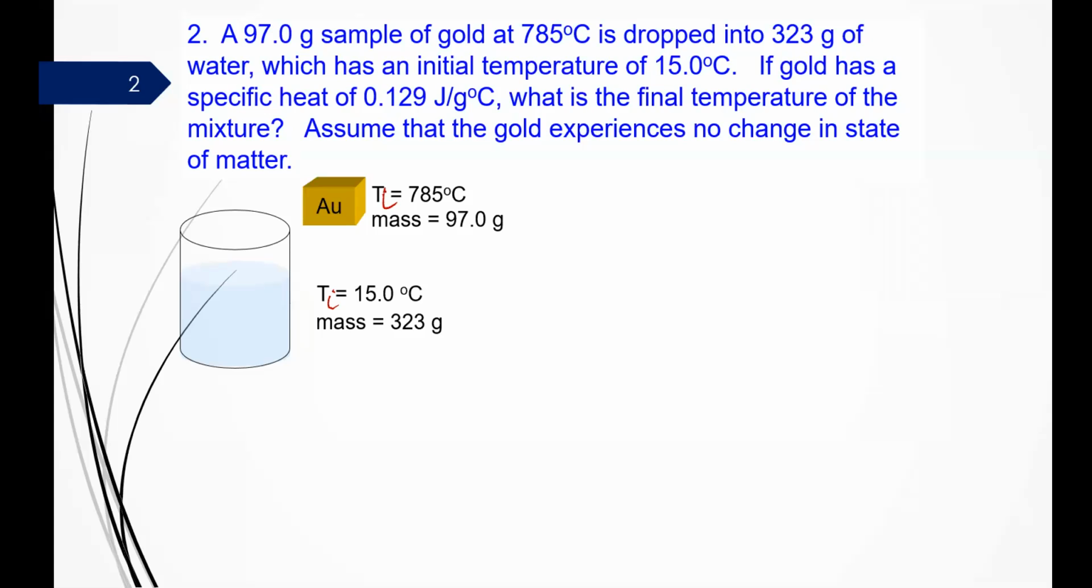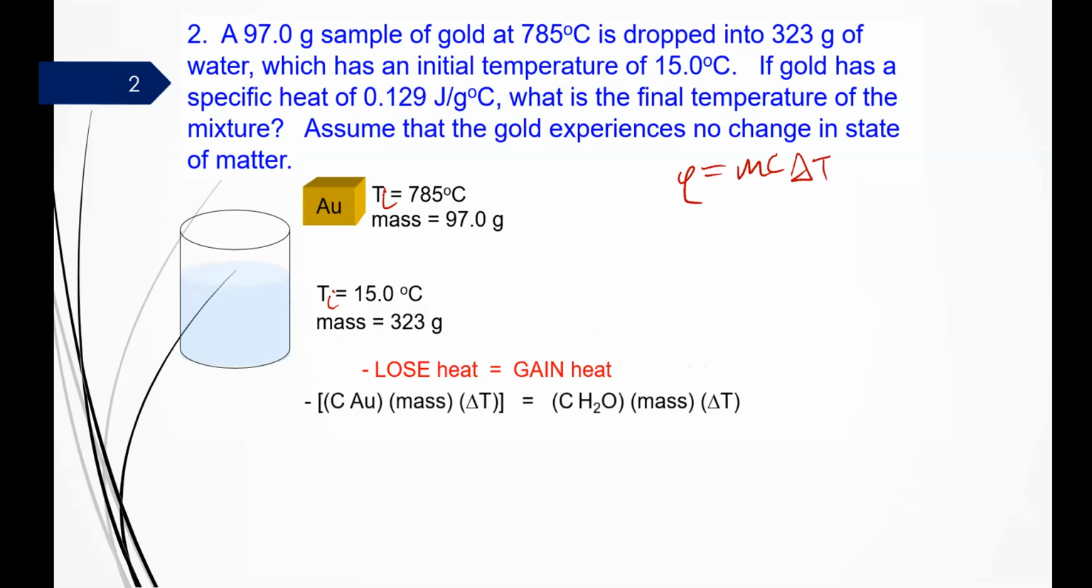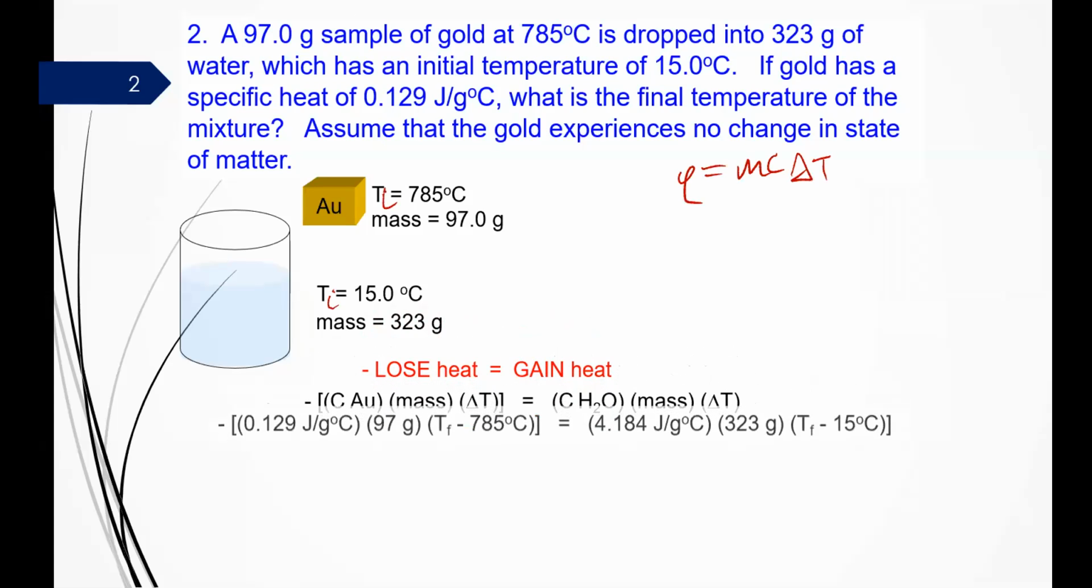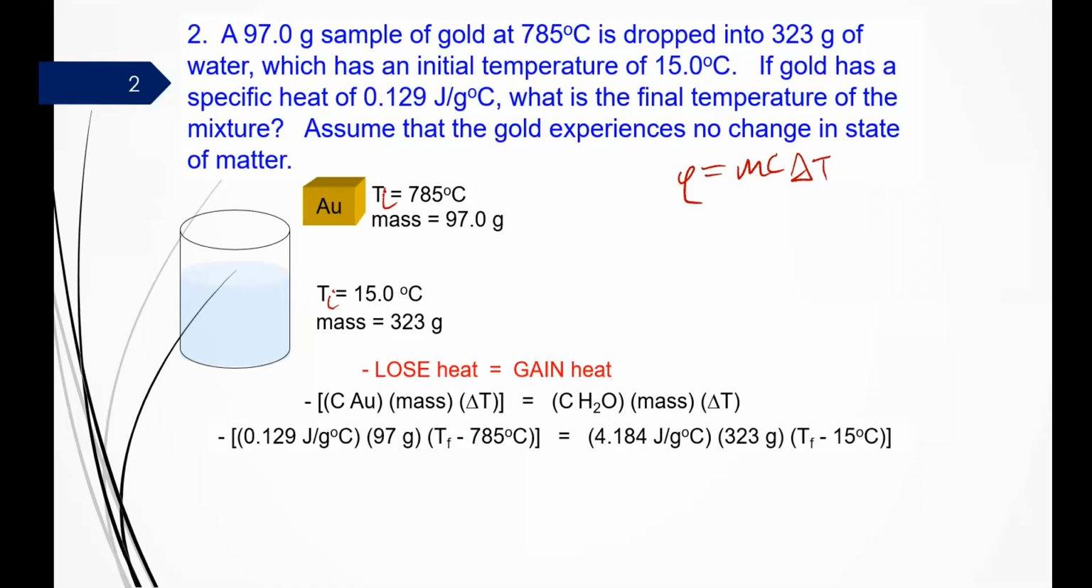What we want to remember is that all the heat lost by the gold is going to be equal to all the heat gained by the water. So we have Q, which is our heat, which is mcΔT. That means the specific heat capacity of our gold times its mass times its change in temperature should be equal to the negative of the specific heat capacity of our water times its mass times its change in temperature. So we can plug in our values there.